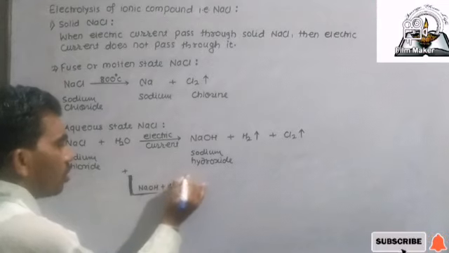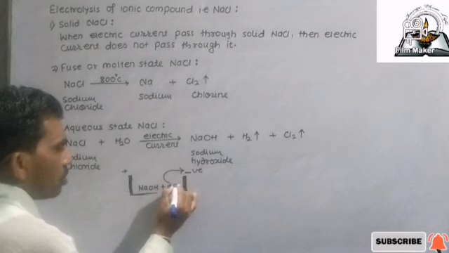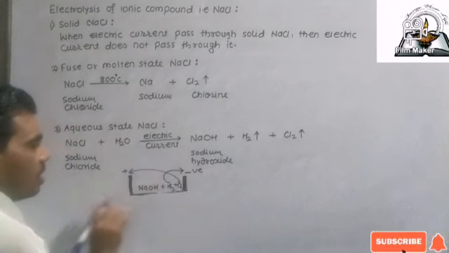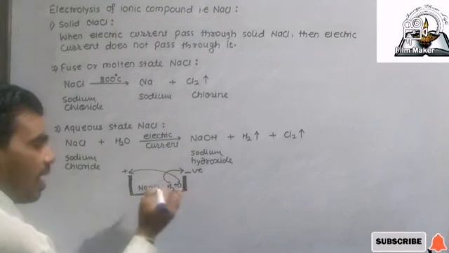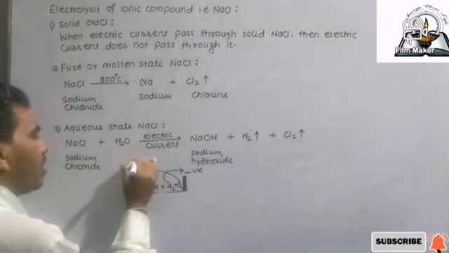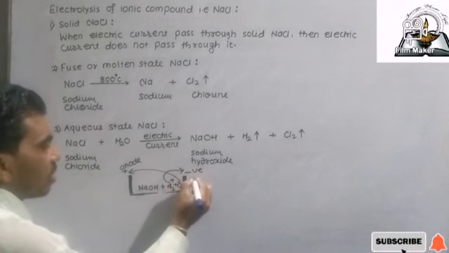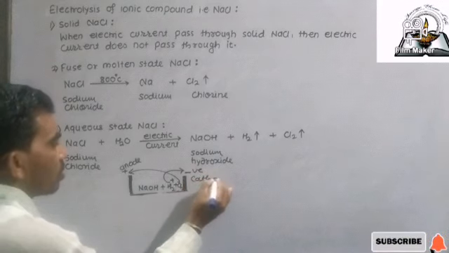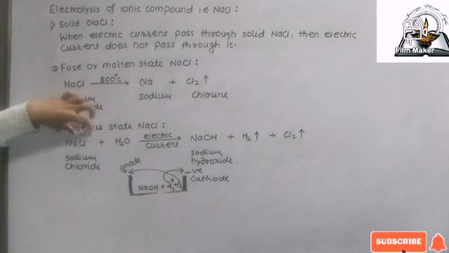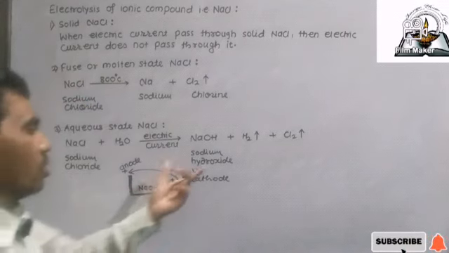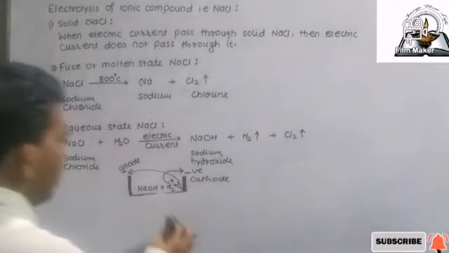The H2 will go toward the negative terminal, the positive charge being the cation, and the Cl2 gas goes to the other side, since the negative ions are anions. So the anion passes toward the anode, while the cation, that is the positive charge, passes toward the cathode. So here we can write sodium chloride: when electric current passes through the aqueous solution of sodium chloride, sodium hydroxide is formed with liberation of hydrogen gas, and chlorine gas is also liberated.